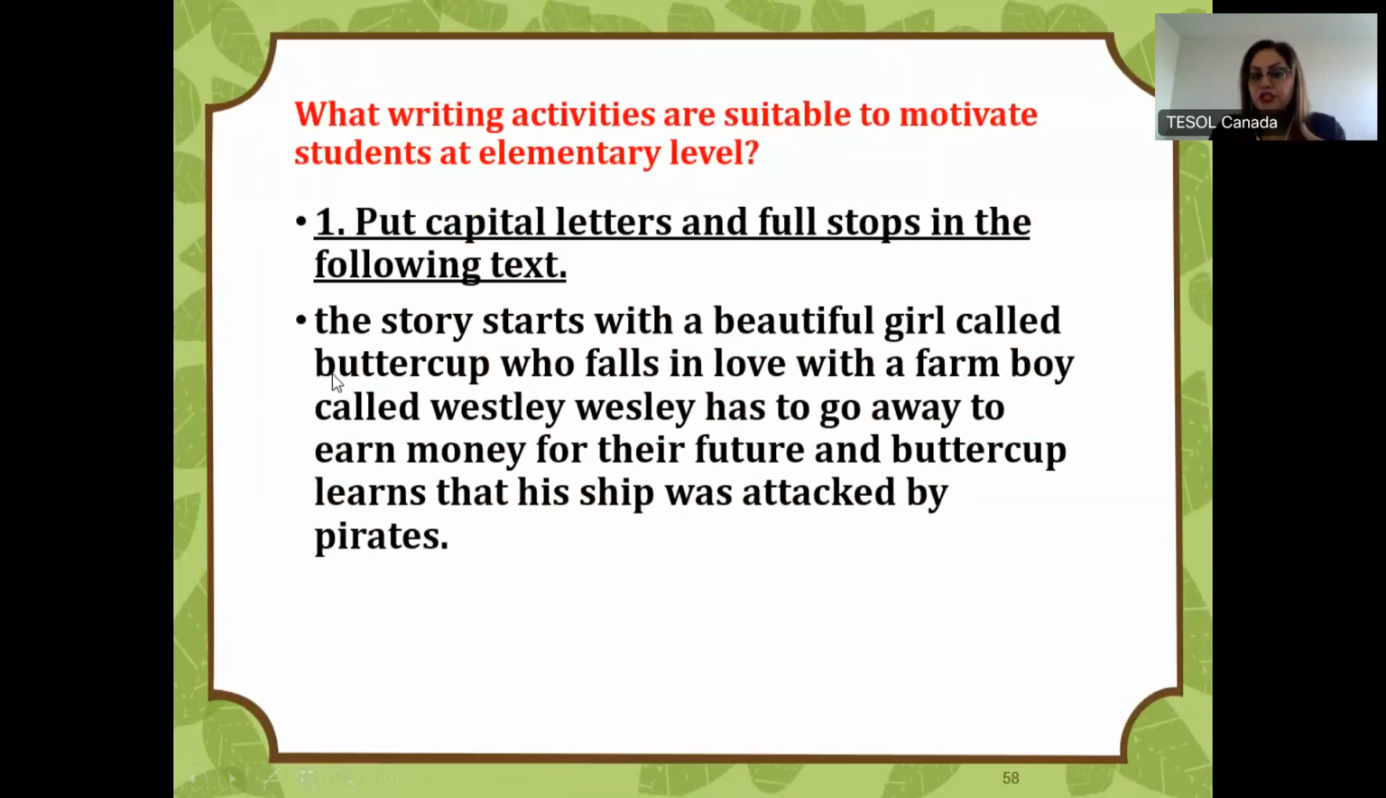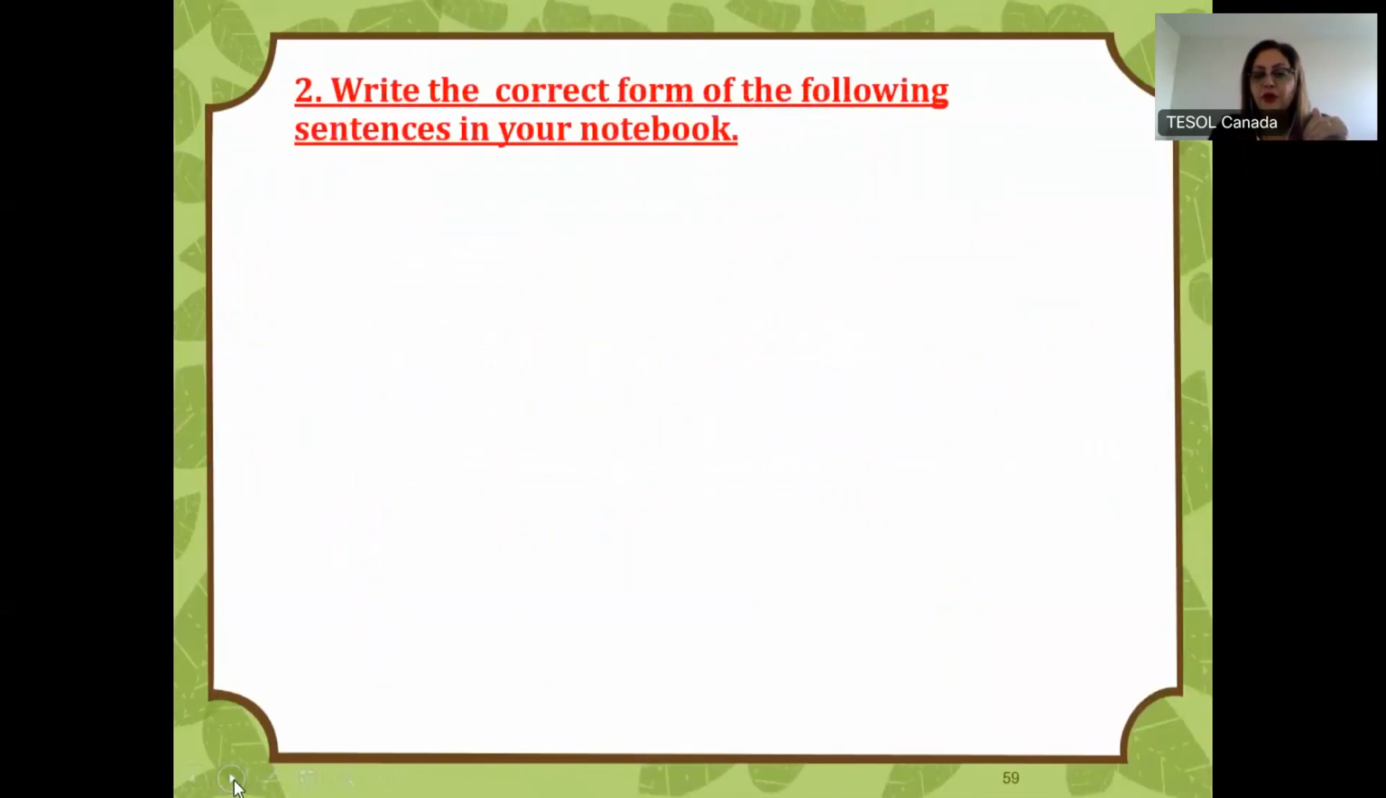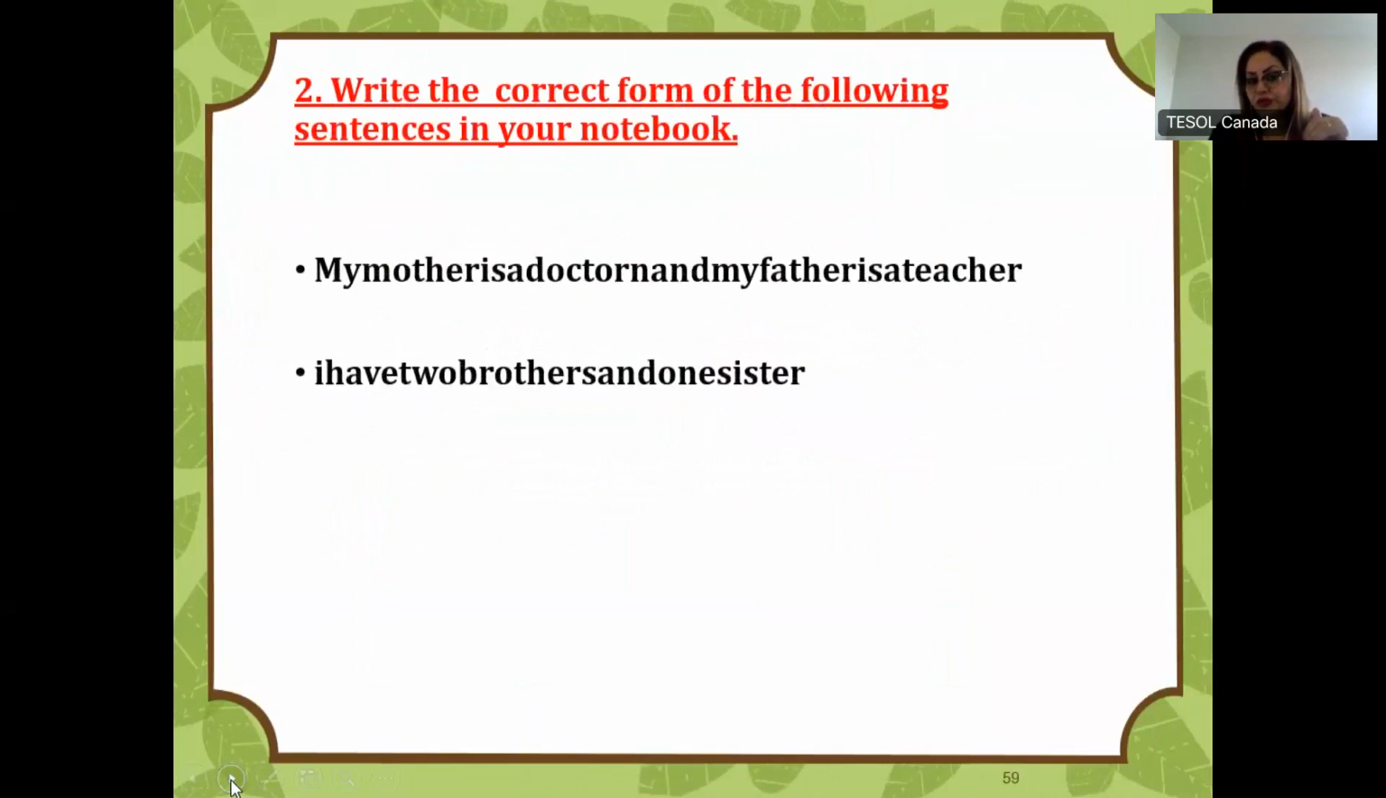And then continue follows along with a farm boy called Westley. So Westley again, capital W, and then they need a full stop here. Okay, period. And Westley has to go away, earn money for their future. So again, W. And Buttercup learns that his ship was attacked by pirates. So capital B. So it could be a story, and they have to correct it. Write the correct form of the following sentences in your notebook.